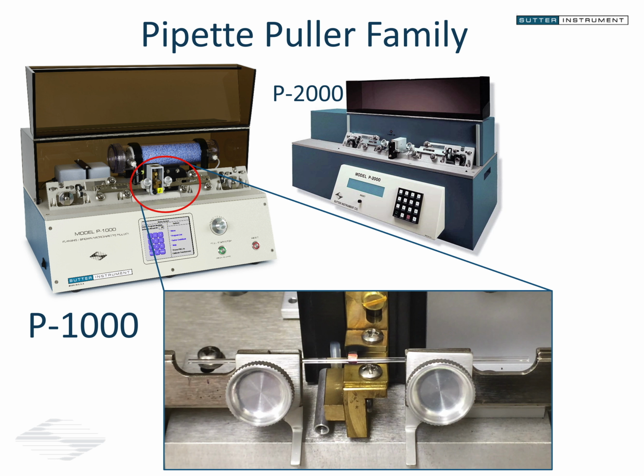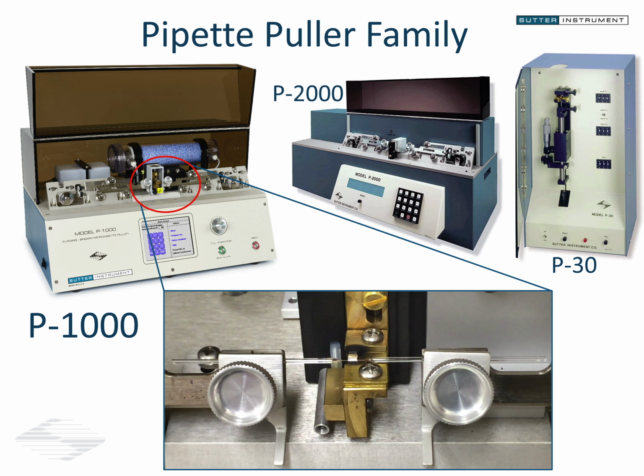But I do want to point out that the P2000 is a laser-based pipette puller. This opens the door to pulling pipettes out of a larger variety of materials, essentially. And then we also have a very basic P30 pipette puller as well.